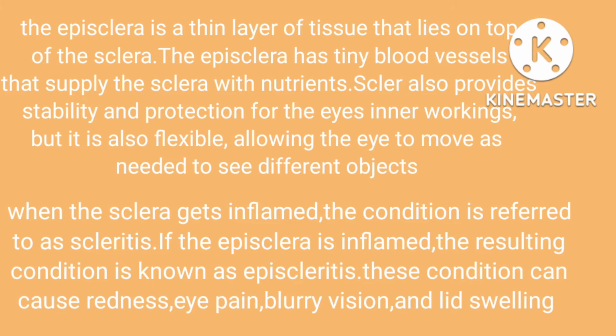The episclera is a thin layer of tissue that lies on top of the sclera. The episclera has tiny blood vessels that supply the sclera with nutrients. The sclera also provides stability and protection for the eye's inner workings, but it is also flexible, allowing the eye to move as needed to see different objects.